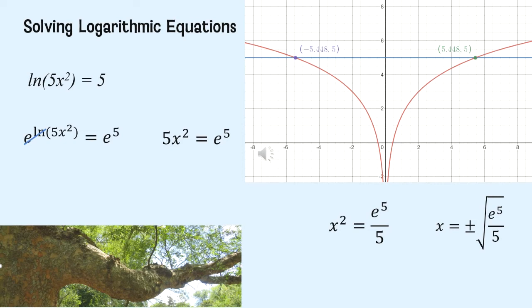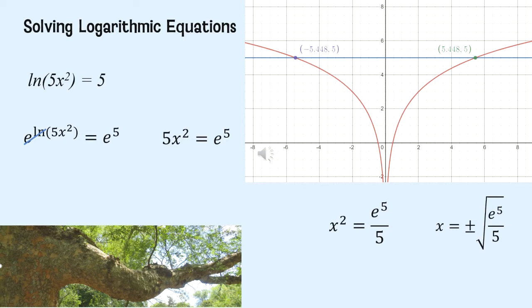I still don't have x by itself, so I keep working from the outside in. I'm going to divide both sides by 5. That gives me x squared equals e to the 5th divided by 5. Now I need to undo the square. So undoing the square, I will take the square root of both sides.